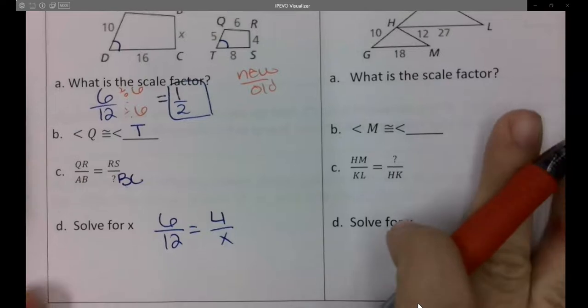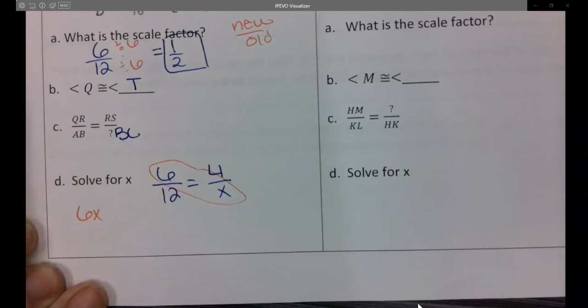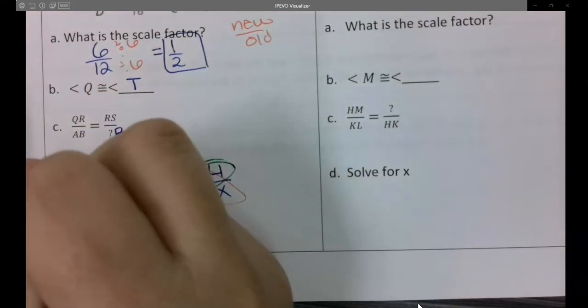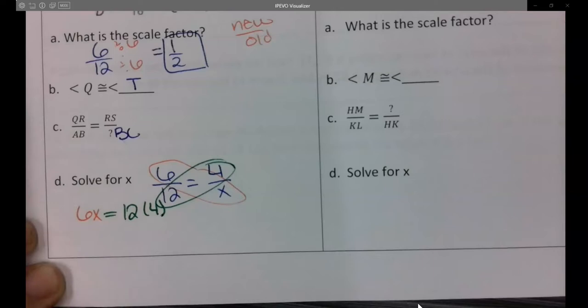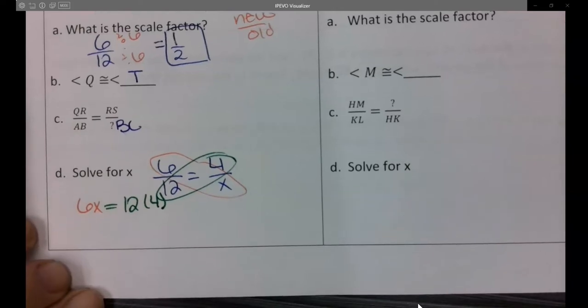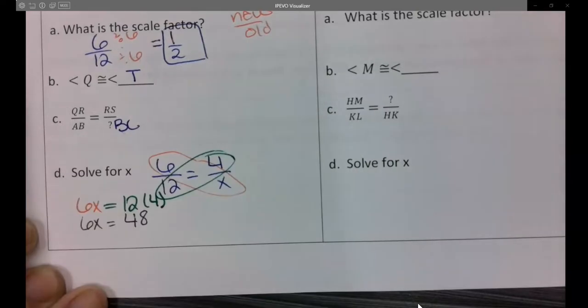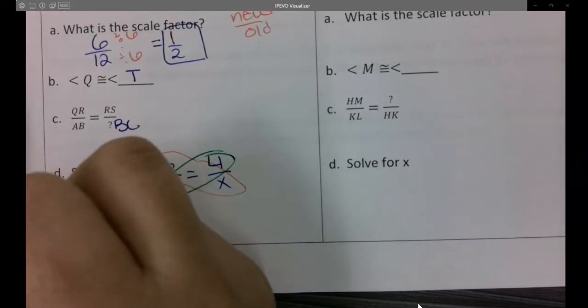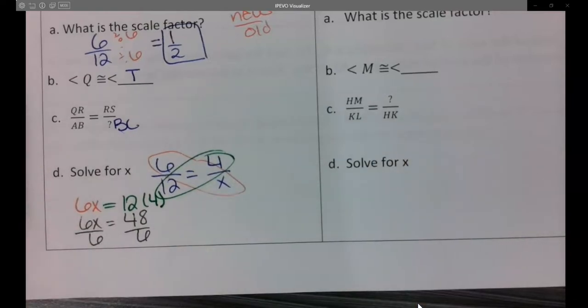So now that I have my proportion set up, I want to go ahead and cross multiply. I have 6 times x, and then I'm going to have 12 times 4. Then I want to go ahead and actually multiply 12 and 4. That is going to give me 48. I want to go ahead and divide by 6 on both sides, which gets me 8.